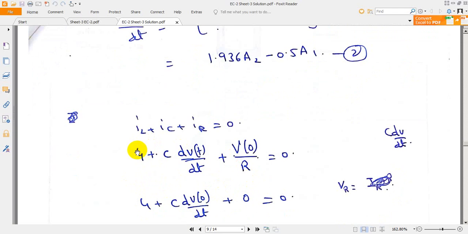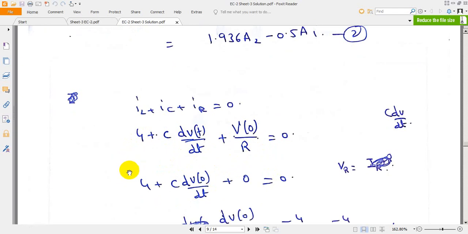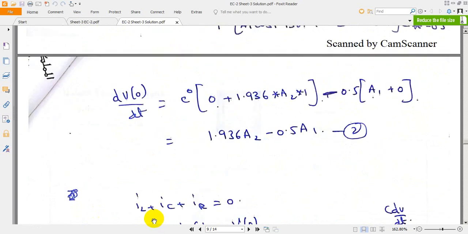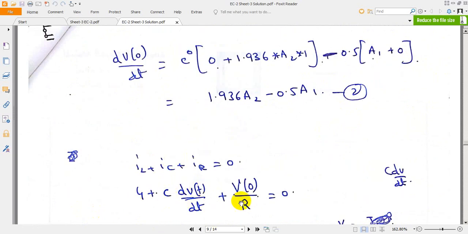Under post switching conditions, current through the inductor at t is equal to 0, or at the instant just after the switching operation, we can write as IL naught plus C dV naught by dt plus V naught by R. The normal equation should be: current through the inductor plus C dV of t by dt plus V of t by R. But at post switching, you can write it as the current through the inductor, IL of 0 plus, plus current through the capacitance, C dV naught by dt, plus current through the resistance, which will be voltage across the resistance divided by R.